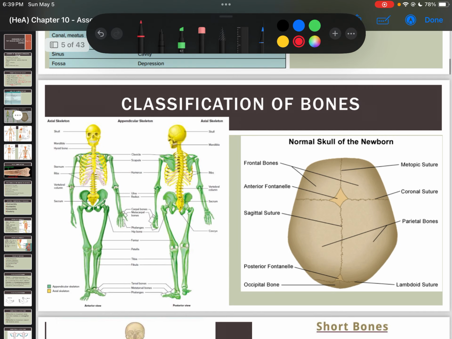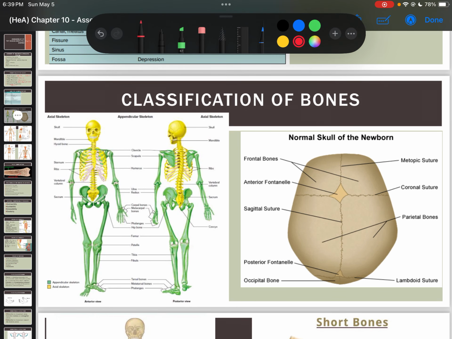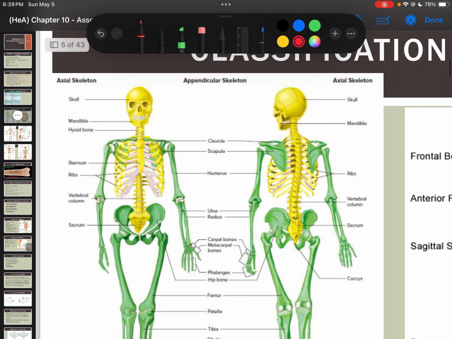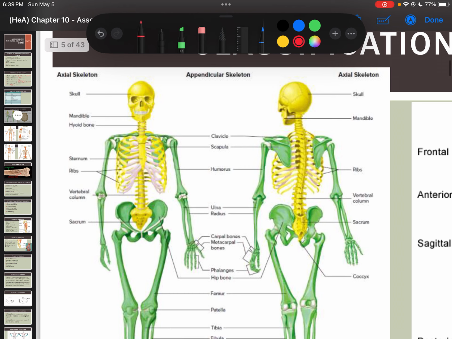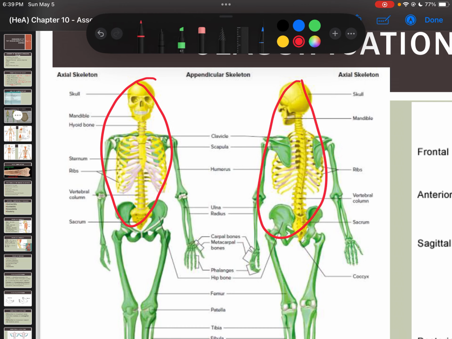Now, there are two classifications of the bone. Mainly, we have what we call the axial skeleton, and we have the appendicular. The axial is the one in yellow. It consists of our skull, our vertebral column, and our rib cage, the ones in the middle. This is what we call the axial skeleton.